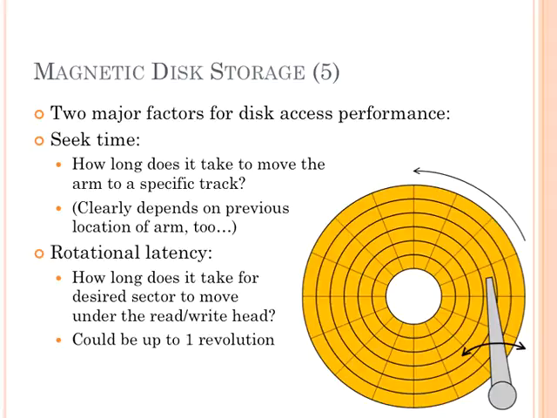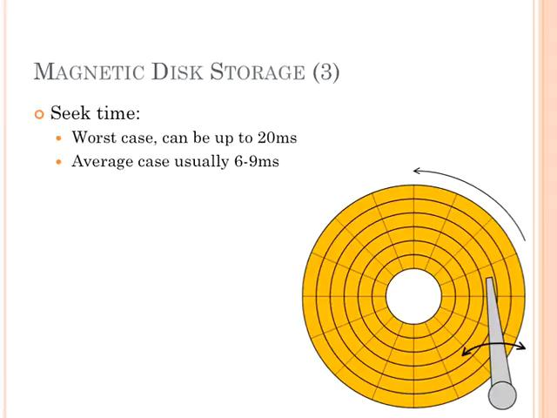The other part is how long does it take for the data to come around the disk and get back to where the head is, because the head is fixed in position. Okay? And you could have to wait up to 1 revolution. You could have to wait nothing at all. So typically you look at how much time half a revolution takes so that you can figure out what the average rotational latency will be.